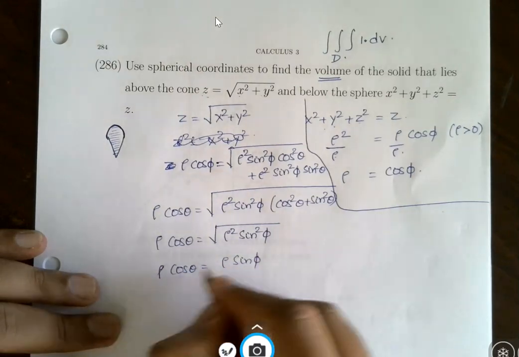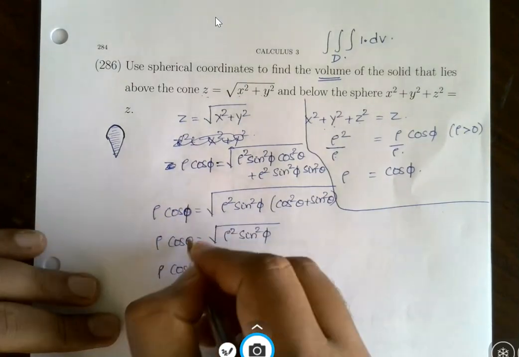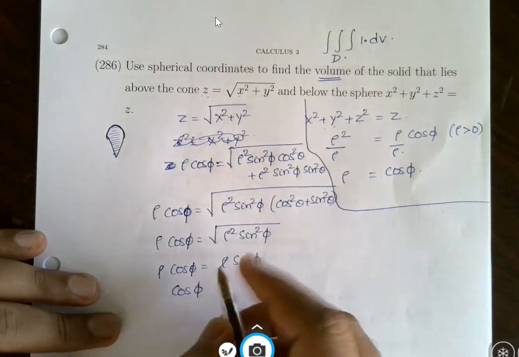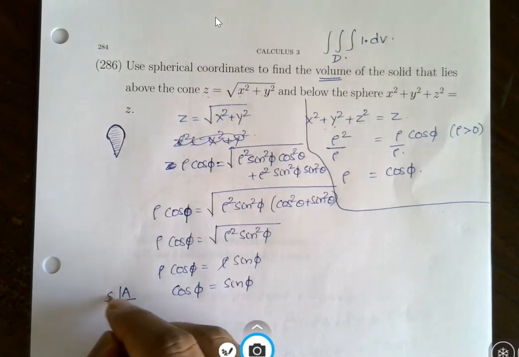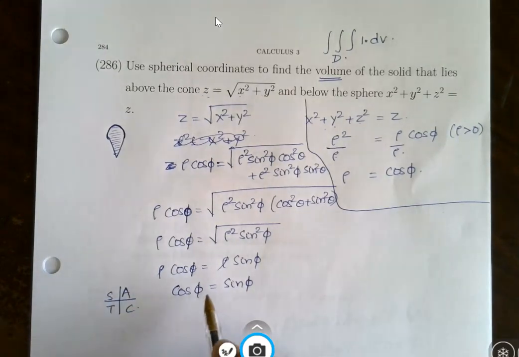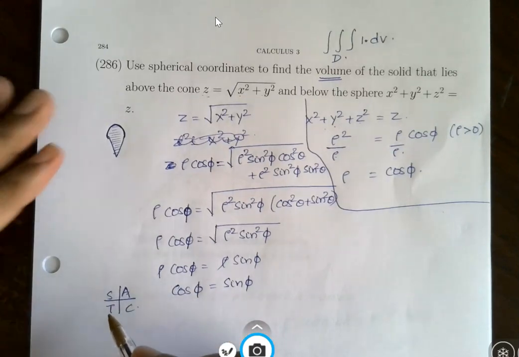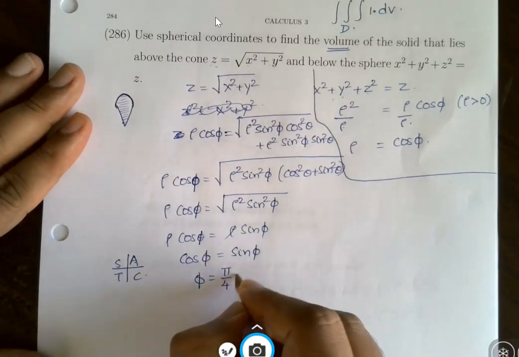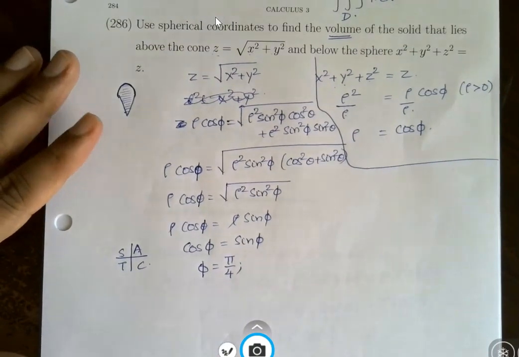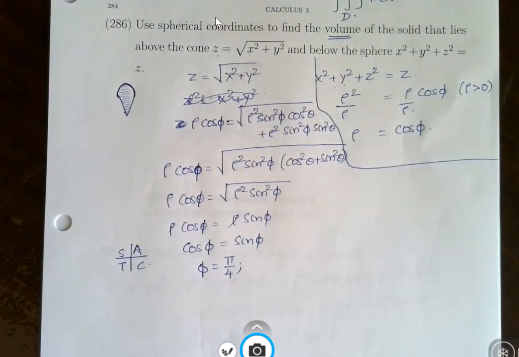When you divide by rho, these two cancel out. So you get cosine phi equals sine phi. That happens in the first quadrant or the third quadrant, but phi is only between 0 and pi, so phi has to be pi over 4. That's another limit. So phi goes from 0 to pi over 4, and rho goes from 0 to cosine phi.